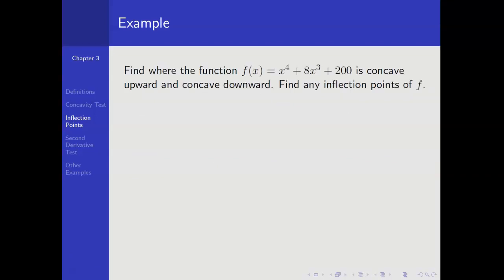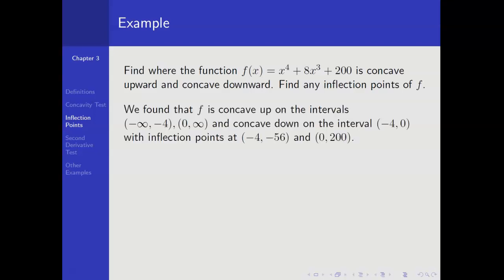After having watched the video, I just want to come back and look at this example very briefly again, looking for the concave up and concave down intervals and the inflection points. And what we found was that f is concave up on the interval from negative infinity to negative 4, and then from 0 to infinity, and concave down between negative 4 and 0, with inflection points on the graph at the specific points negative 4, negative 56, and 0, 200.